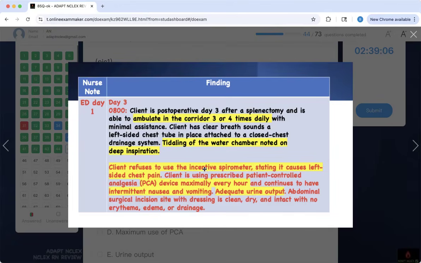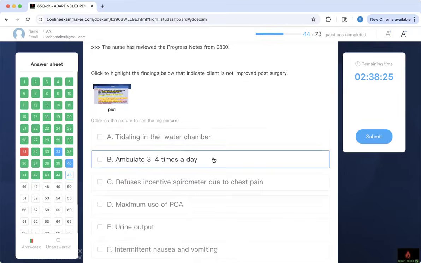Client refused to use the incentive spirometer. Is that a good thing? Instead, it causes left-sided chest pain. That means his pain is not well controlled. The client is prescribed PCA and is using it every hour and continues to have nausea and vomiting. There's adequate urine output. Abdominal incision is reading with dressing clean, intact, no signs of infection.